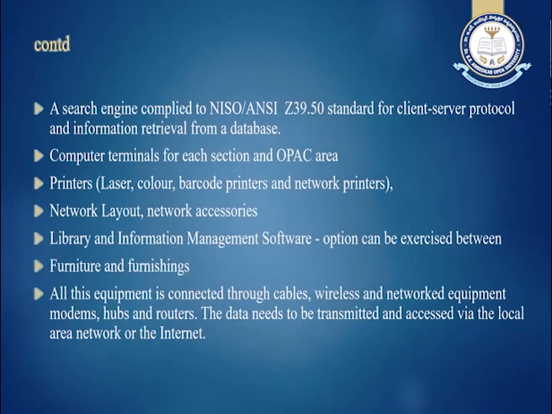Computer terminals for each section, and the OPAC area also needs some terminals. Then we need printers: normal printers, network printers, laser printers and barcode printers. Network layout, network accessories, we need to have components, library and management software that we will be deciding. Furniture and fittings: all this equipment needs to be connected through cables, wireless and network equipment like modems, hubs and routers. The data needs to be transmitted and accessed via the local area network or the internet.